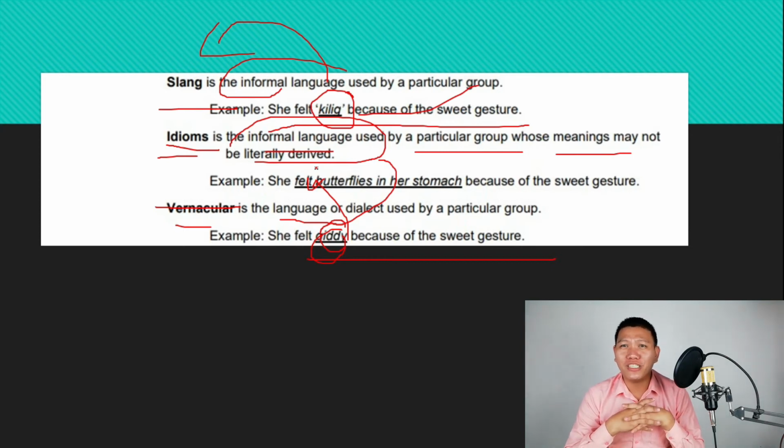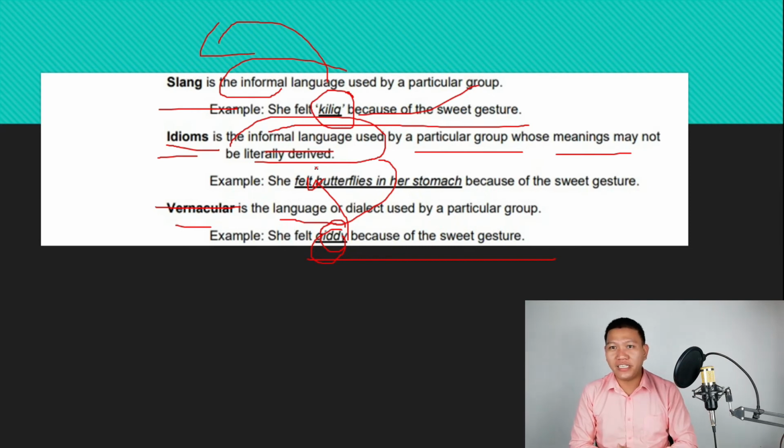Same as when Kapampangans talk, o Jo, kamusta na ka? So, we understand each other using our vernacular. So, these are what we use in a casual conversation. Okay? Next.